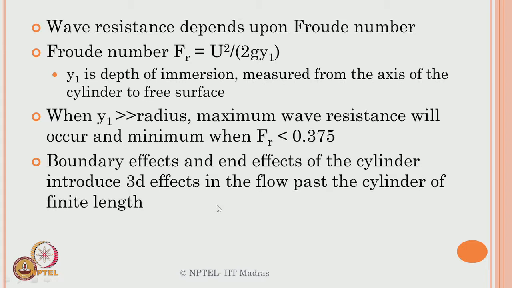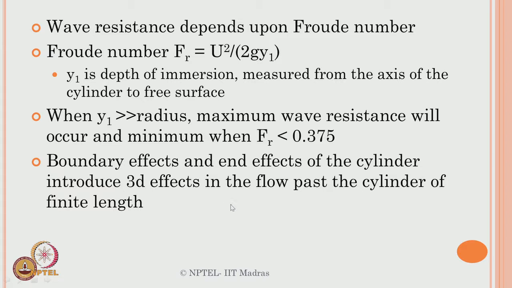In such situation, wave resistance purely depends on the Froude number as given in the equation here, where y1 is the depth of immersion of the member measured from the axis of the cylinder to the free surface. When this value exceeds the radius of the member, the maximum wave resistance will occur, and the minimum when Fr is less than 0.375 as seen in the literature.